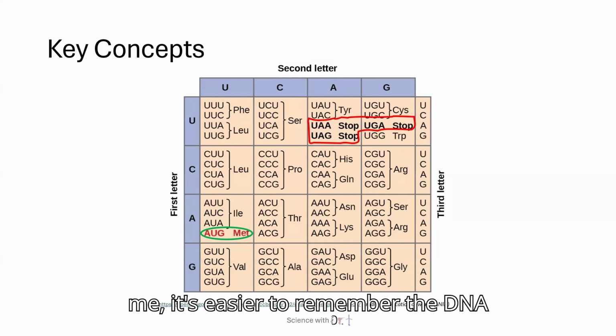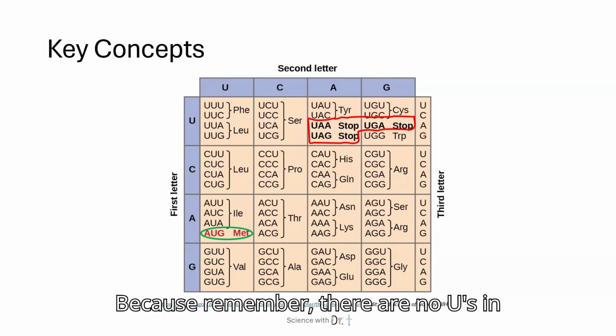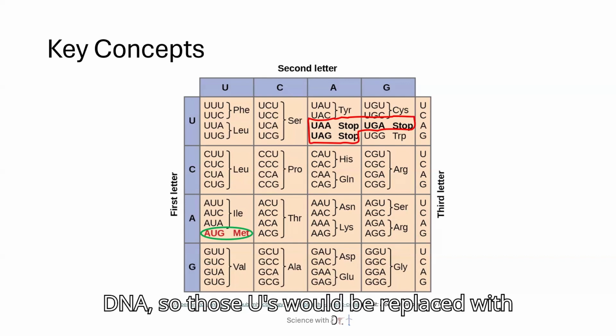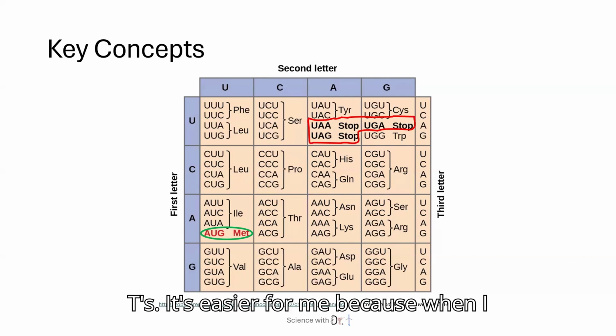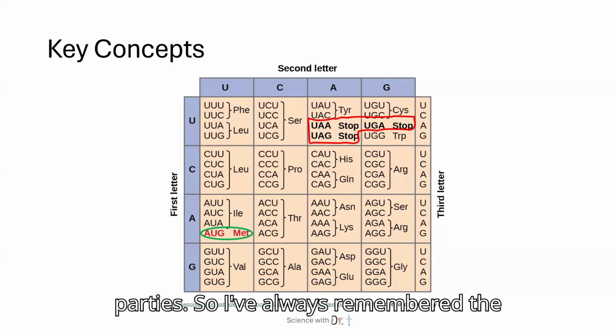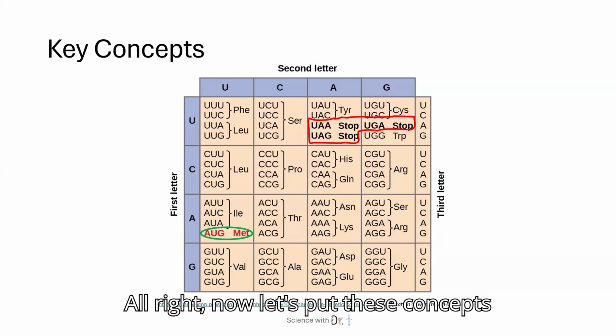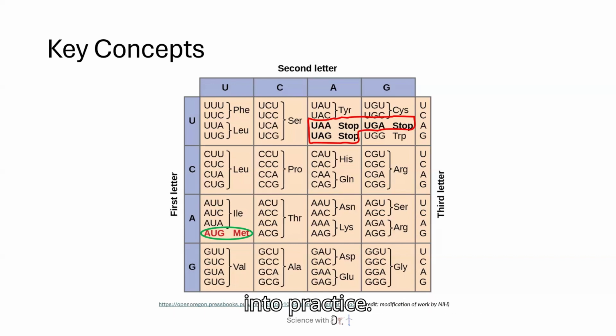For me, it's easier to remember the DNA sequence. So it would be TGA, TAG, and TAA. Because remember, there are no U's in DNA, so those U's would be replaced with T's. It's easier for me because when I was an undergrad student, we had toga parties. So I've always remembered the stop codons as toga, tag, and taa. All right, now let's put these concepts into practice.